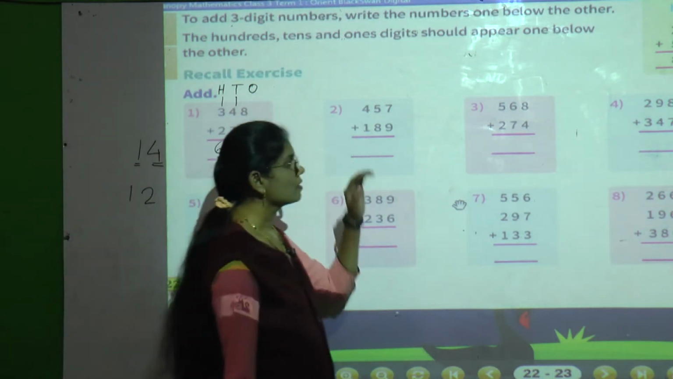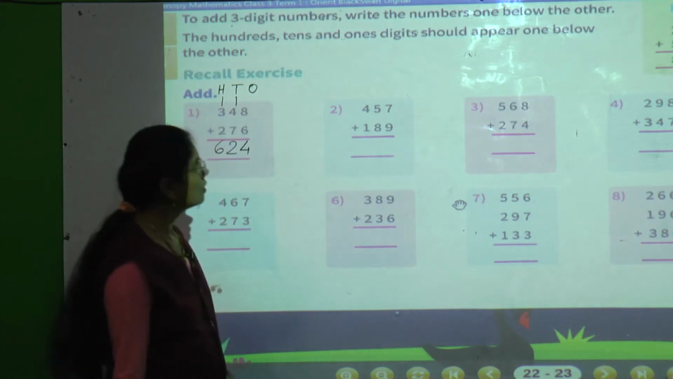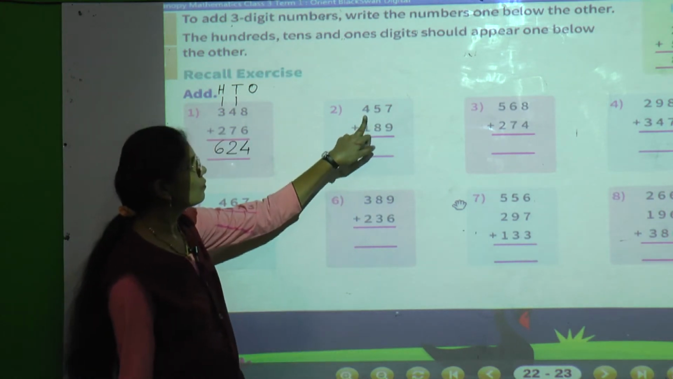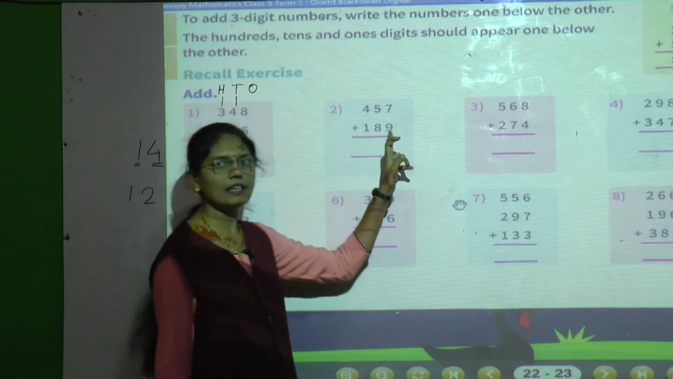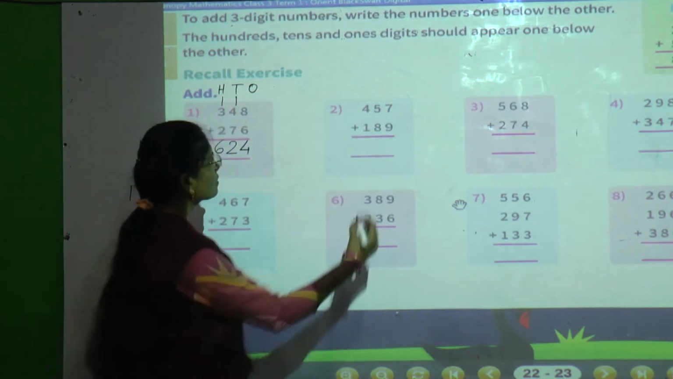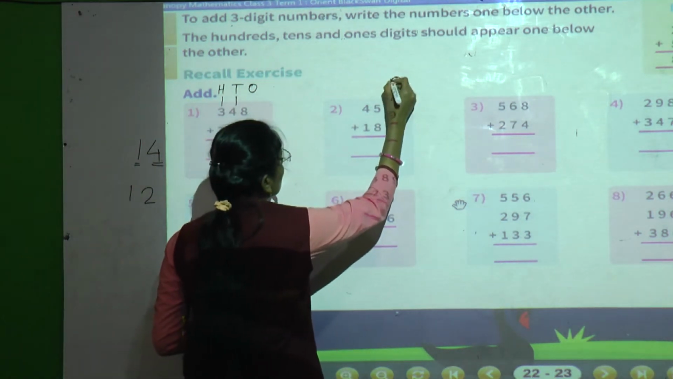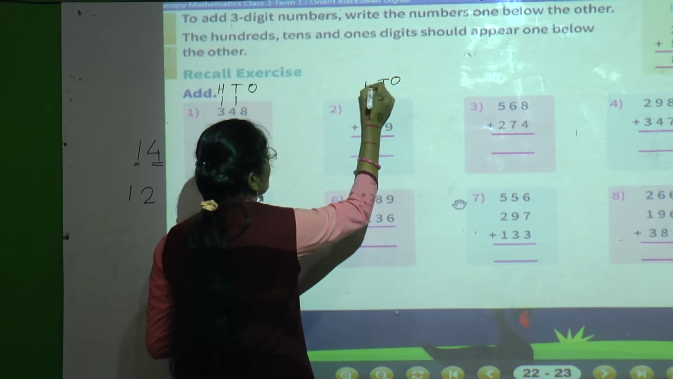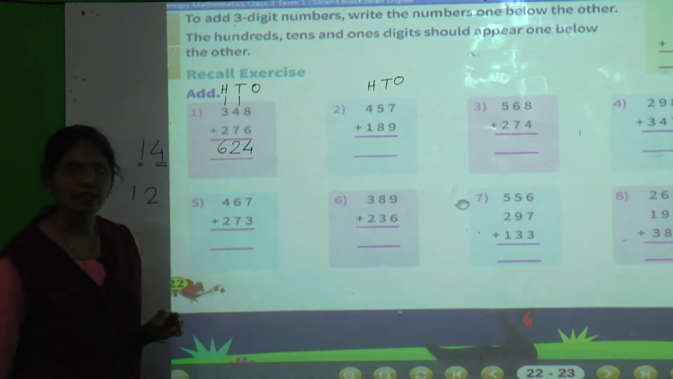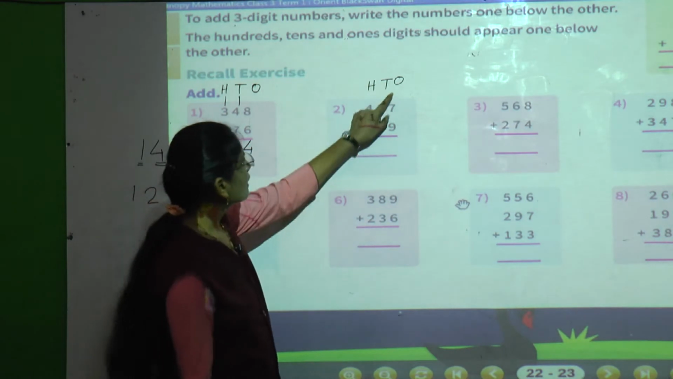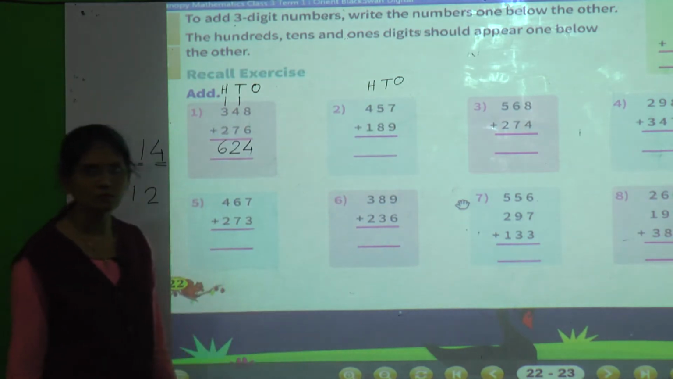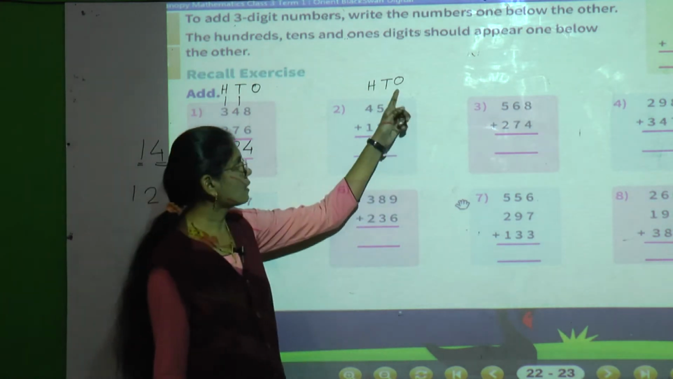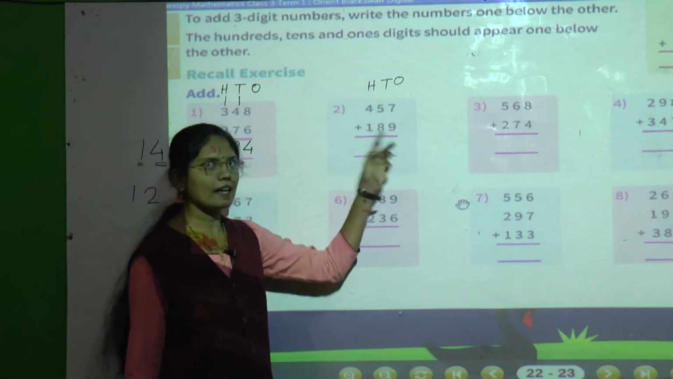Now we will move to the second question. See the number 457 plus 189. Again this is a 3-digit number. So whenever we see the numbers, at that time we will write the places. Okay. Now at the ones place, which 2 numbers can you see? Yes. At the ones place 7 and 9 are there.